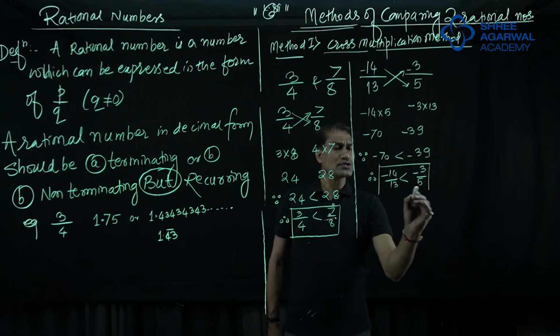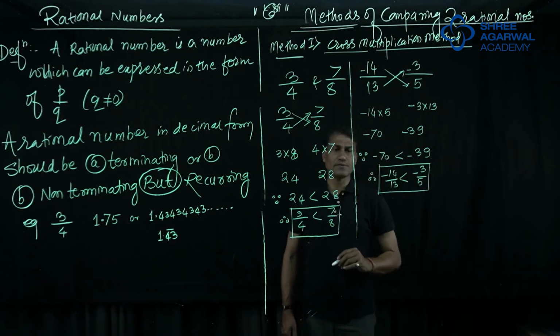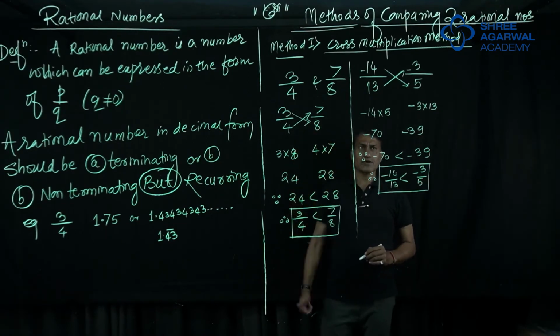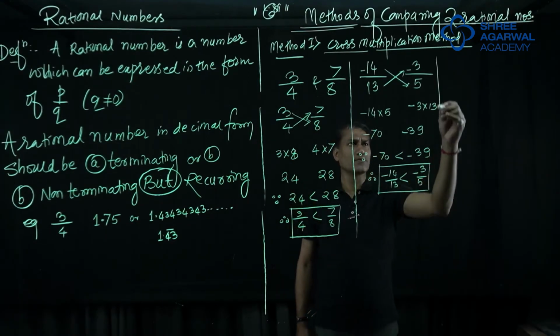I hope you understood the cross multiplication method. This is the first method. Now we will go to the second method.